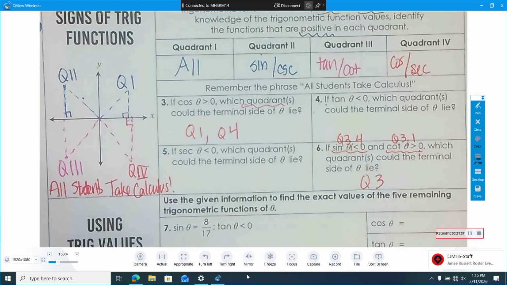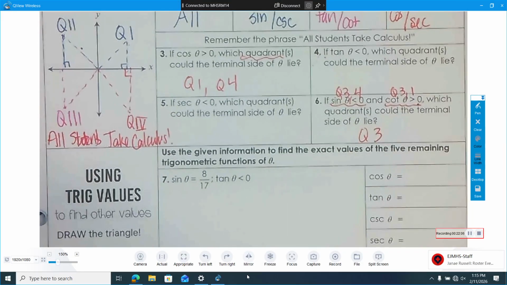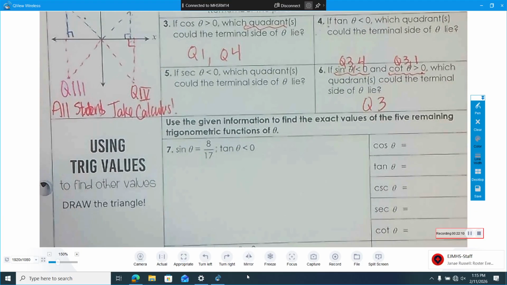So these are kind of fun questions, but really, I just like the next thing. All right, use the given information to find the exact values of the 5 remaining trig functions of theta.